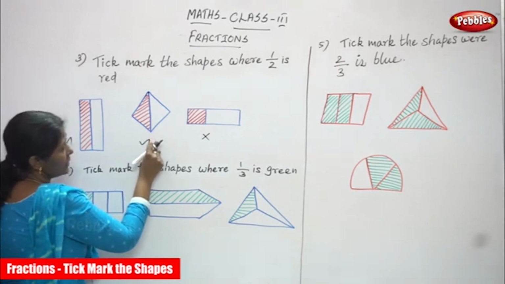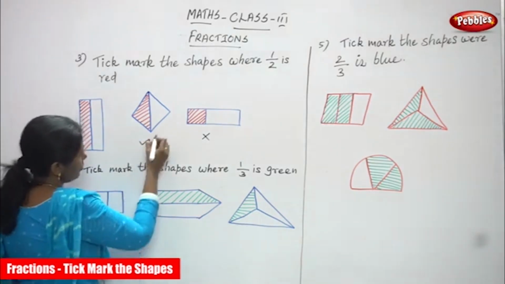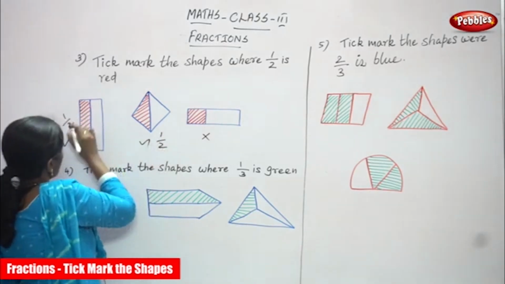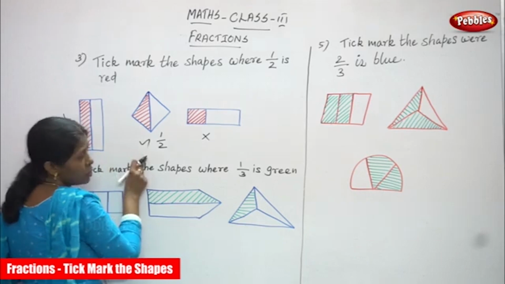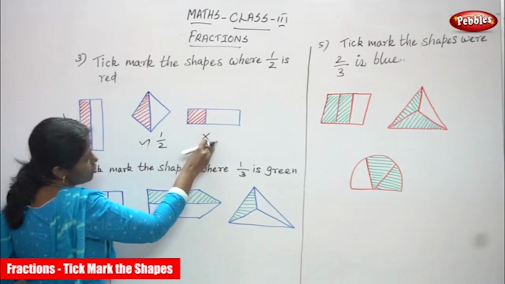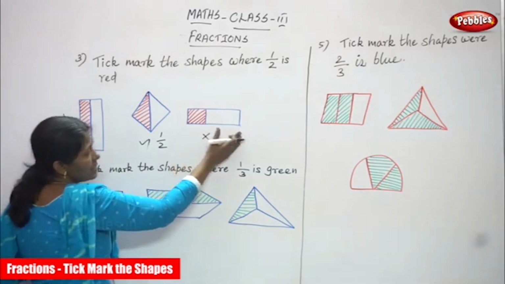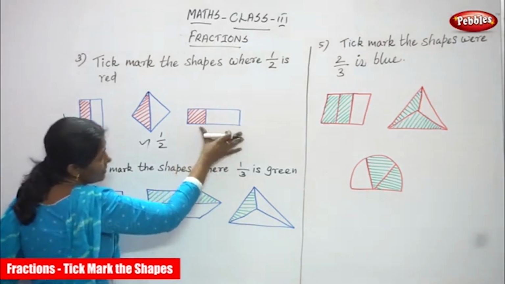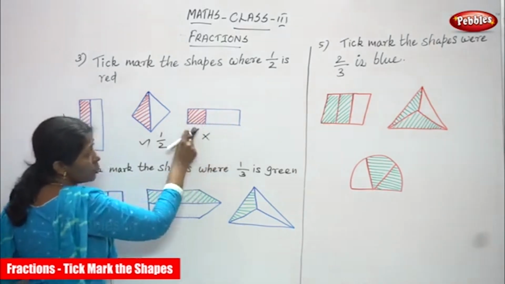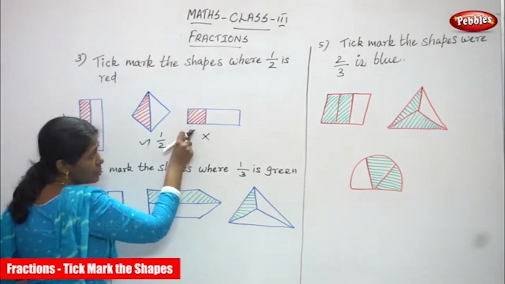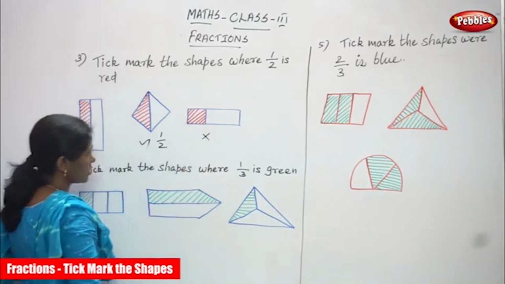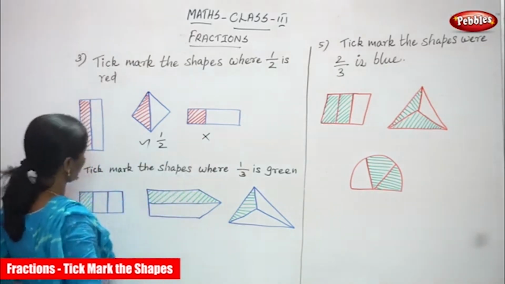What is the fraction of this diagram? Half, and this also half. So I put a tick mark for these two diagrams, but this diagram will not come under the fraction of half, because it is a horizontal size of rectangle, and I cut into two parts and shaded only one portion, but these two parts are not equal, one part is small and another part is big. So it will not come in this category.